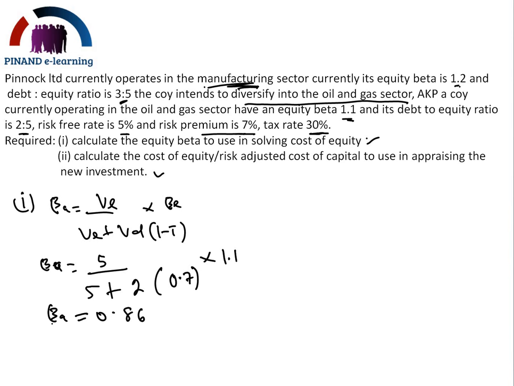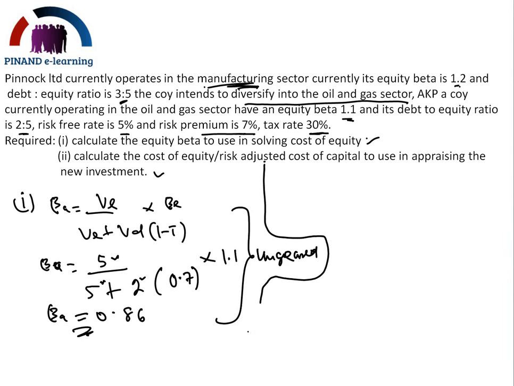Now, what we've just done here is we have ungeared to get the business risk of the oil and gas sector. Now we need to slot that into our own capital structure. Remember, the capital structure we use here is the one for the business we are diversifying into. Now we need to slot this into our own capital structure.